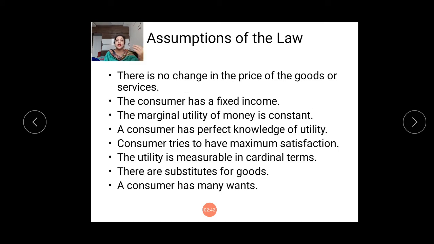So what are the assumptions of the law? These are the assumptions which we saw in the case of the law of diminishing marginal utility also: the prices of goods are not changing, the consumer's income is fixed, the marginal utility of money is constant, the consumer has perfect knowledge of utility, the consumer tries to have maximum satisfaction, utility is measurable in cardinal terms, there are substitutes for goods, and a consumer has many wants. Every theory has assumptions, and so does this theory.